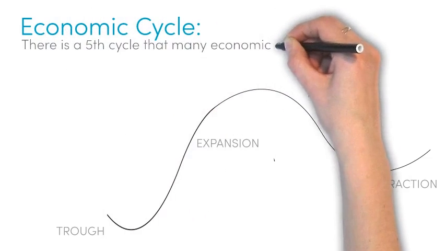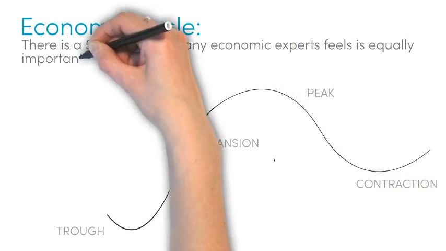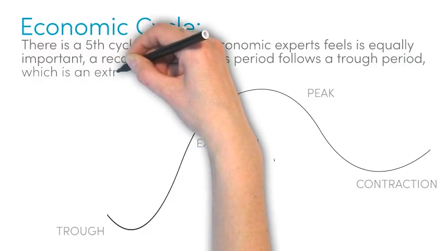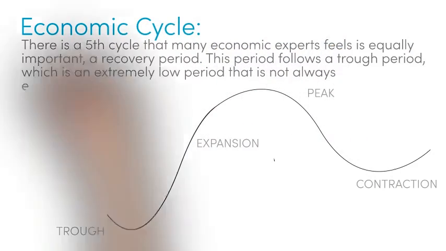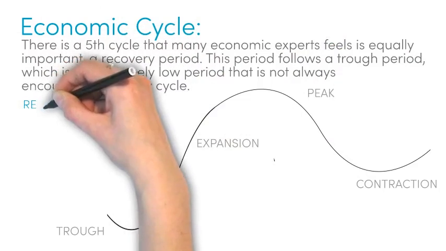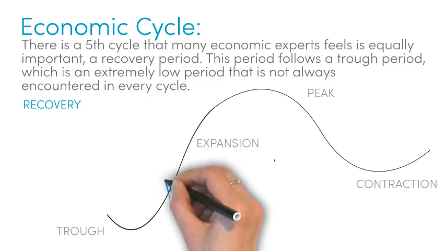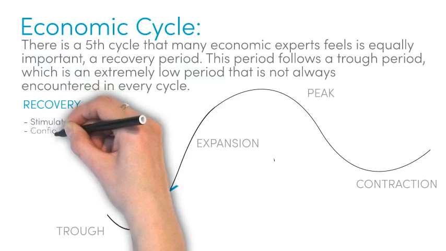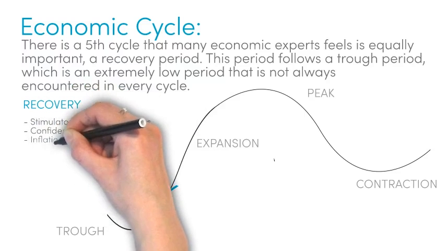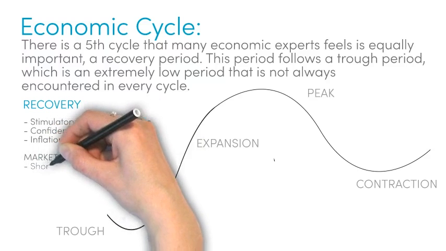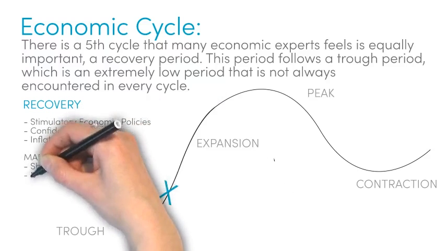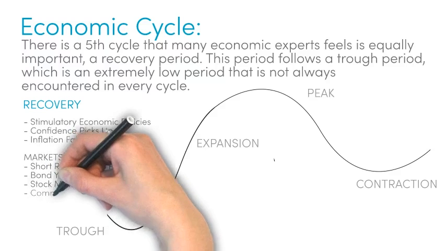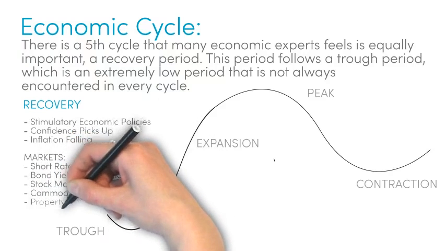There is a fifth cycle that many economic experts feel is equally important, a recovery period. This period follows a trough period, which is an extremely low period that is not always encountered in every cycle. A recovery period will have characteristics such as stimulatory economic policies, confidence picking up, inflation falling, and the markets will show short rates low or falling, bond yields bottoming, stock market rising, commodities rising, and property prices bottoming.